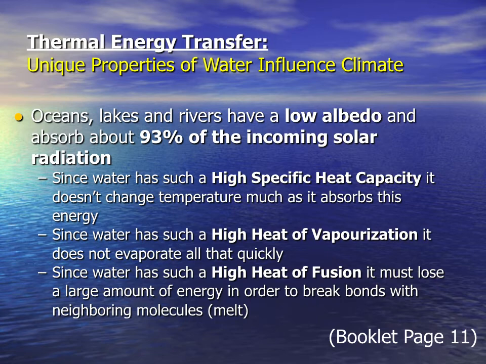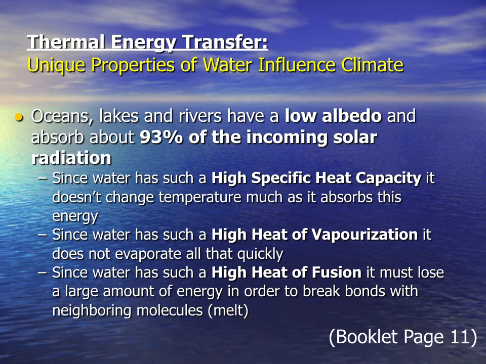I know that when we're out on a boat or at the beach, sometimes it seems like we get an extra sunburn because of reflection off the water, but the water actually absorbs quite a bit of that radiation. So since water has a high specific heat capacity, paired with this low albedo, it doesn't change temperature much as it absorbs the energy. Okay, so it's absorbing a ton of energy, but it's not actually changing much in temperature while it's doing it. And since water has a high heat of vaporization, it doesn't evaporate all that quickly either.